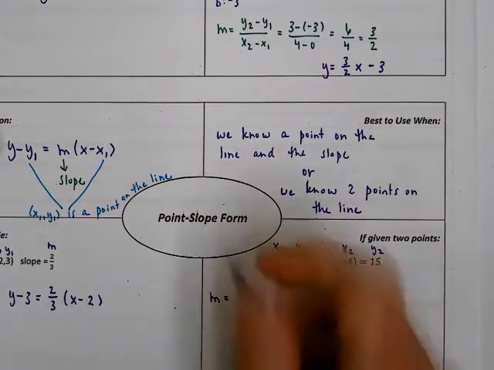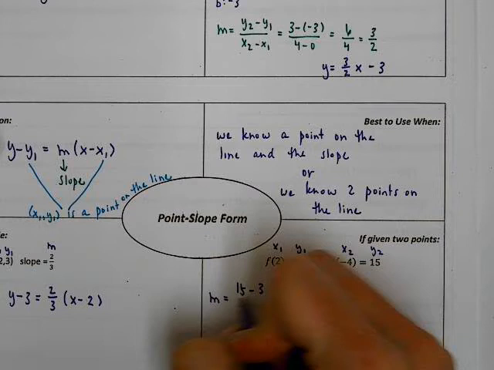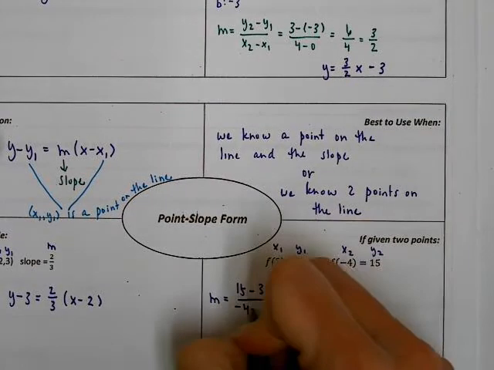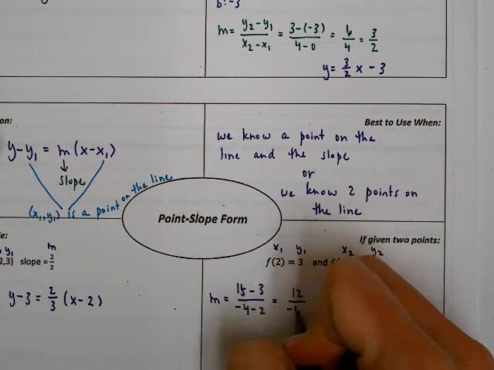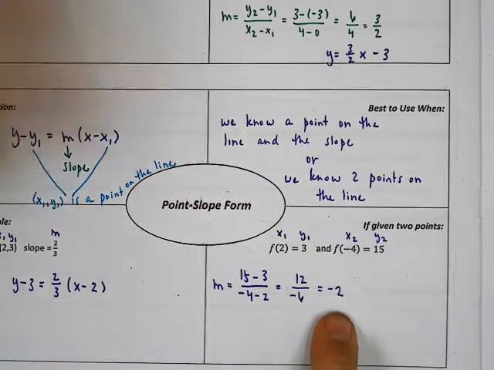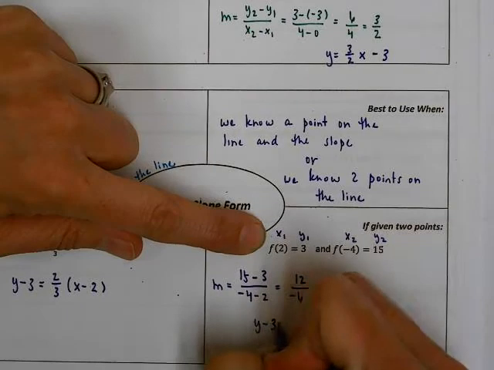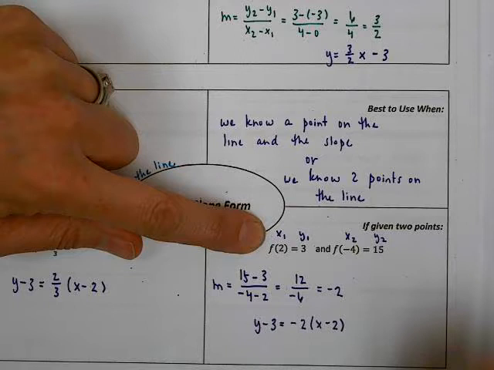So I have y2, which is 15, minus y1, which is 3, all over negative 4 minus 2. So let's see, 15 minus 3 is 12 over negative 6 is negative 2. So now I have my slope and I have a point, and we can put it in point slope form. Y minus 3 equals negative 2 times x minus 2.